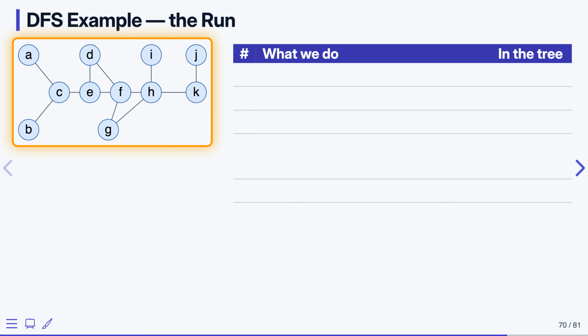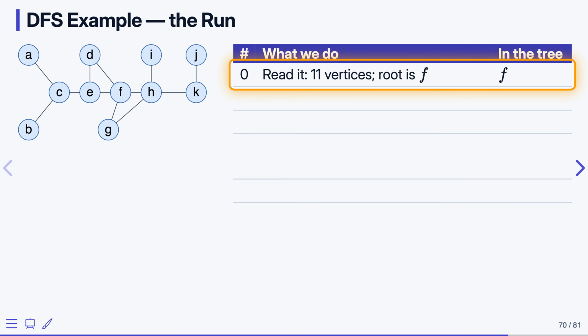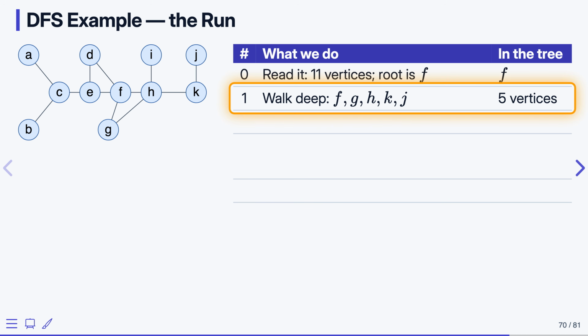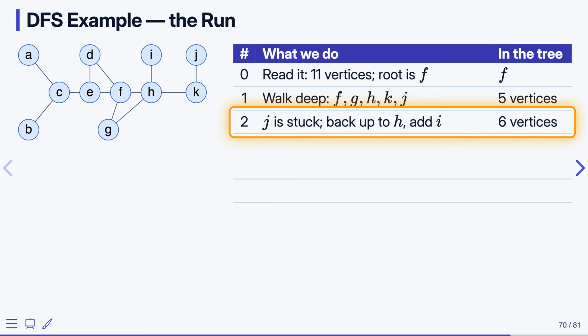Let us run the search, step by step. Step 0. Read the graph, 11 dots. We choose F as the root, so F goes into the tree first. Step 1. Now walk as deep as we can. From F we reach G, from G we reach H, from H we reach K, from K we reach J. 5 dots are in.